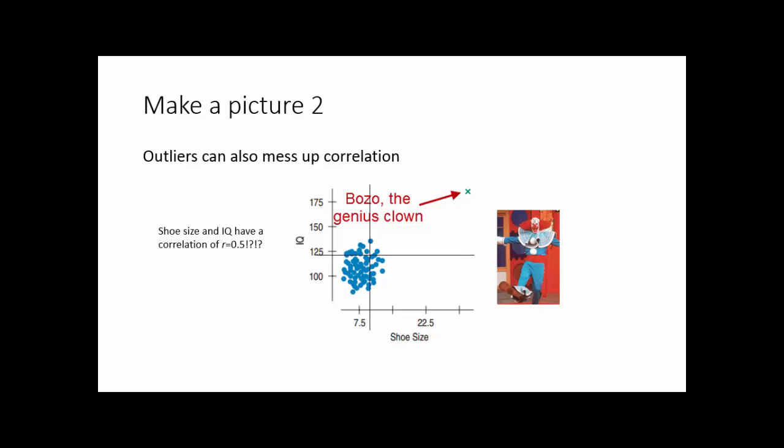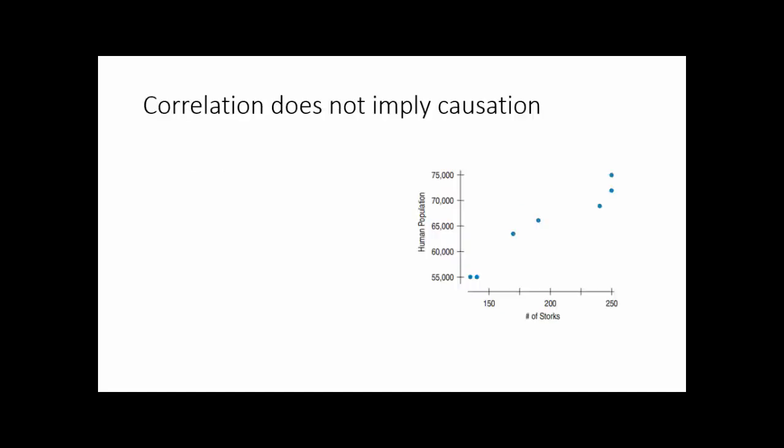The correlation, by the way, you could set it up to be 0.5 if you wanted to. Finally, to finish, correlation does not imply causation, just like association doesn't imply causation.